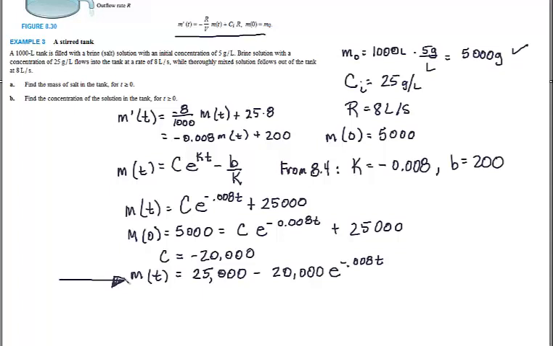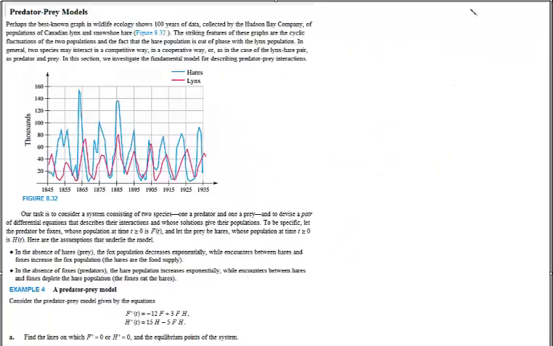Next, I'm to find the concentration of the solution in the tank, and I can do that by dividing the mass function by the volume in the tank. In other words, I'm just going to take the concentration and divide everything by 1,000, so that would just give me 25 minus 20 e to the minus 0.008 t. And that's the answer for B.